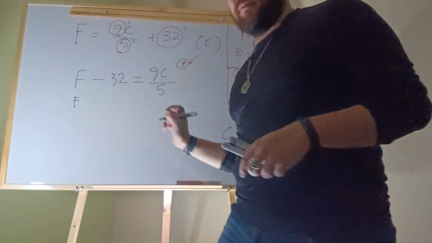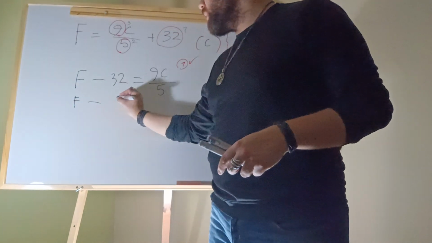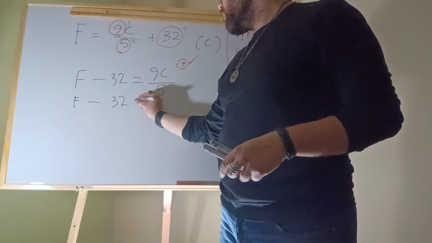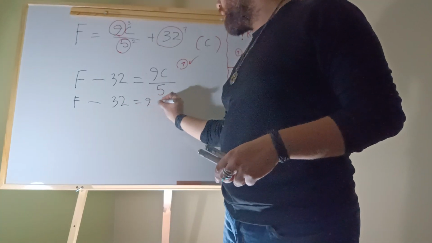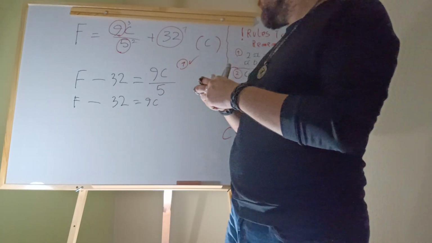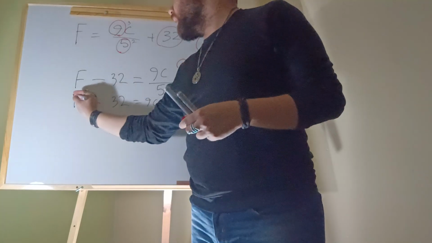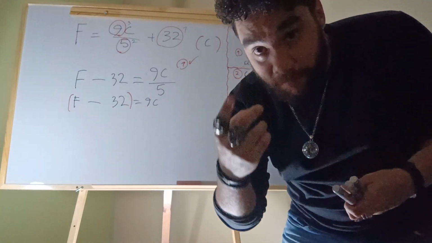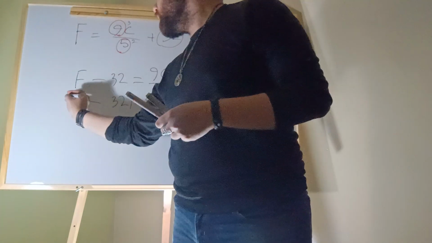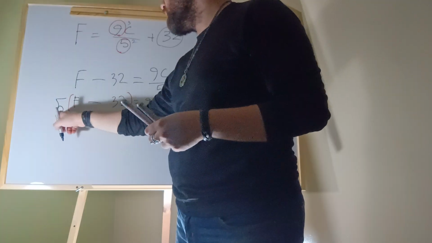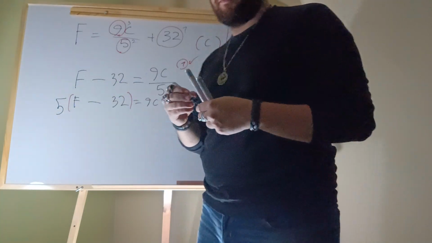f minus 32, right, equals 9c, and the 5 is going to multiply. 5 multiplied by f, 5 multiplied by 32.